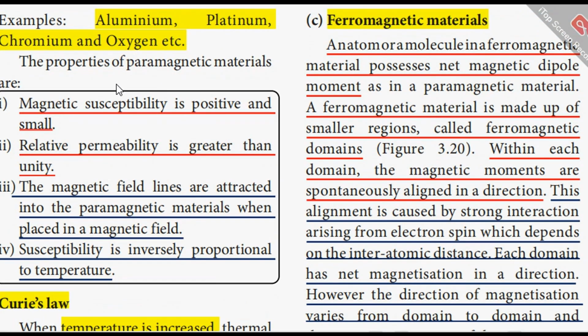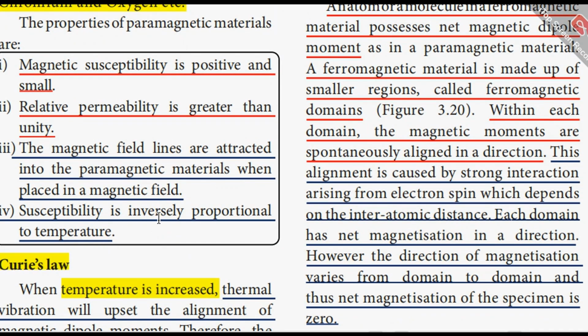What are the properties of paramagnetic materials? They are given here. First, the magnetic susceptibility is positive and small. Relative permeability is greater than unity. Magnetic field lines are attracted into the paramagnetic materials when placed in a magnetic field. The susceptibility is inversely proportional to the temperature.